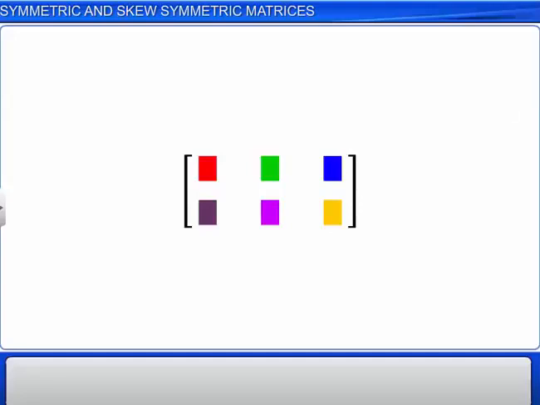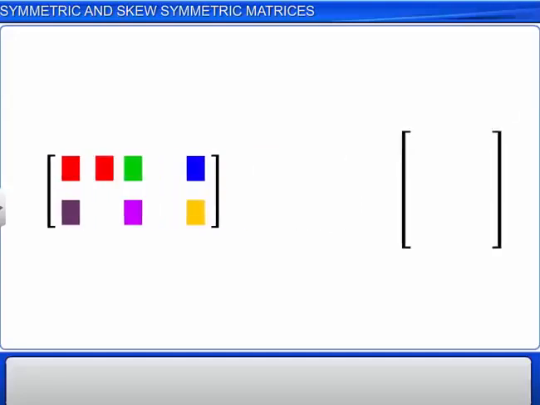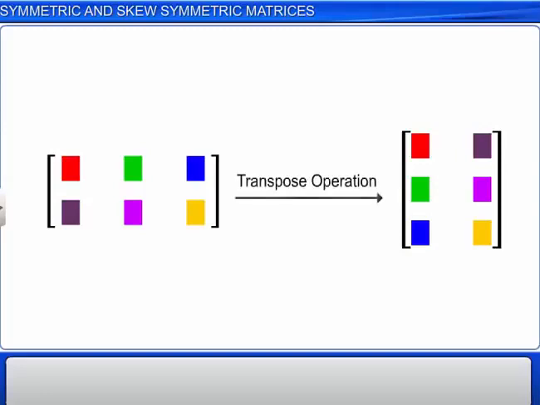Suppose we have a matrix. If we interchange the rows and columns of this matrix, we will get a new matrix. This is called the transpose operation. This matrix is called the transpose of the first matrix.